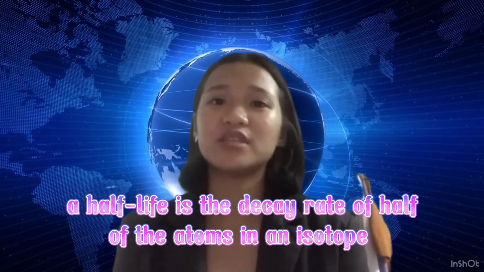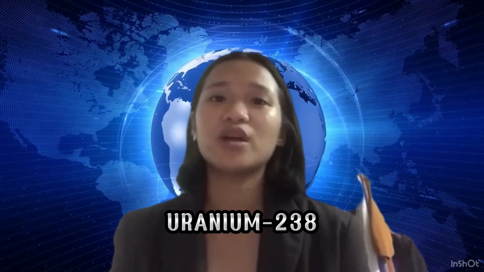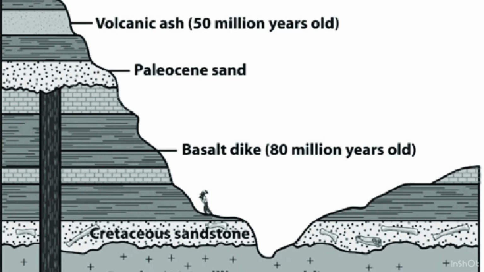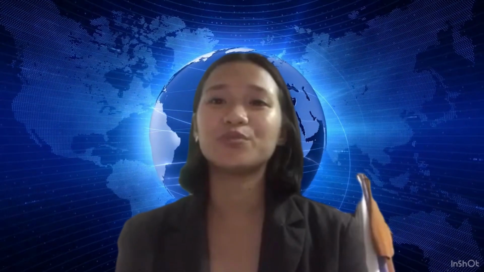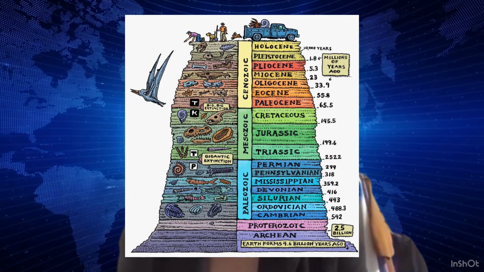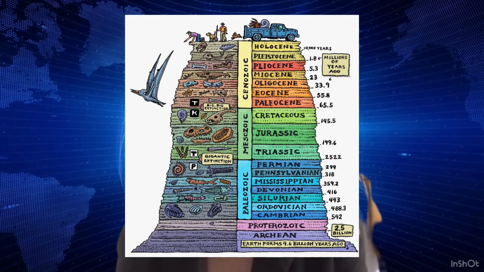A half-life is the decay rate of half of the atoms in an isotope. Depending on the radioactive element, uranium-238, for example, can have a half-life of about 4.5 billion years. Geologists have studied sedimentary rocks and rock remnants that have been patched up to provide evidence of geologic history up to 2.5 billion years ago, like the Jurassic Age 150 million years ago, and the Archean and Proterozoic Age 2.5 billion years ago.